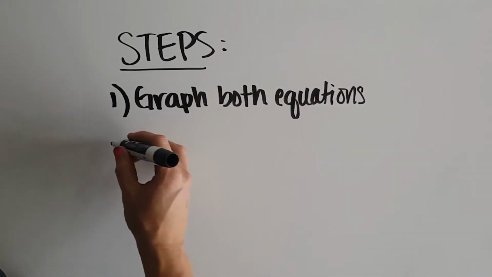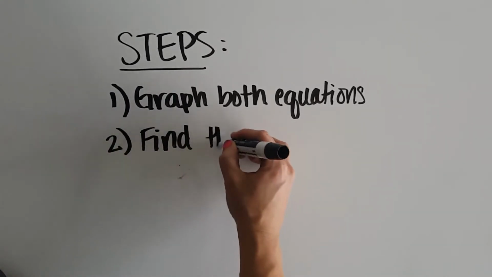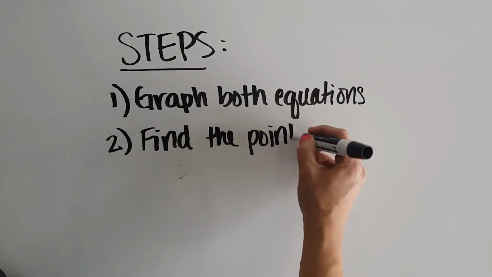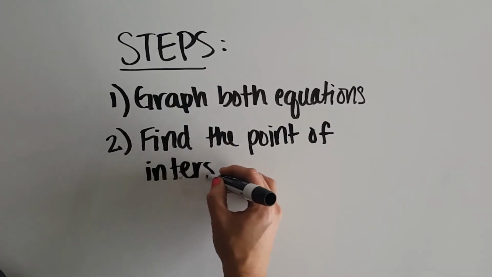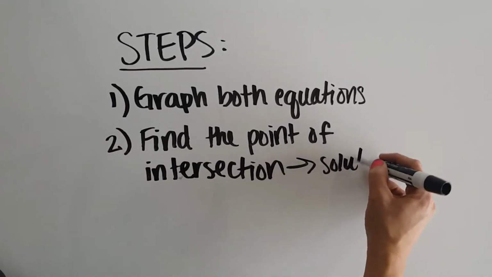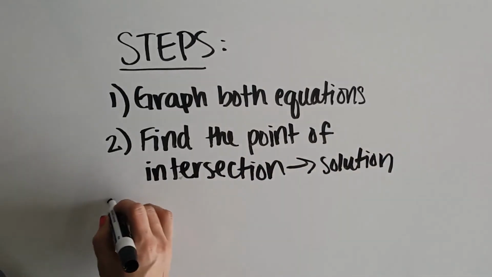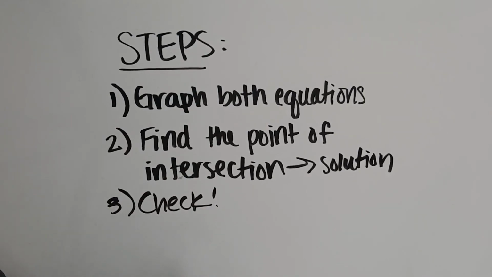But once we graph both lines, we are trying to find the point of intersection. I want to know, where do these two graphs cross one another? And this is where our solution is. Once we have that, we can always check by substituting those values back in. So this is how we solve a system by graphing.